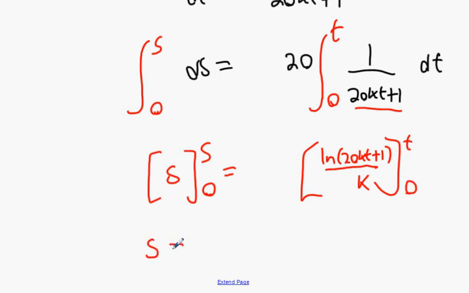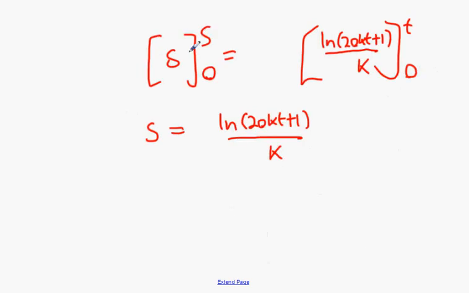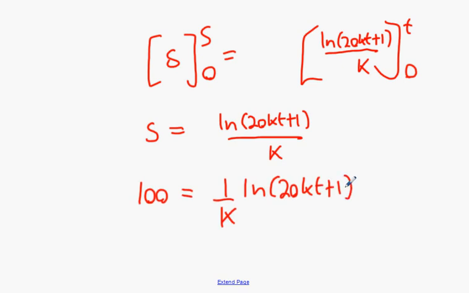This is going to be s equals ln of 20kt plus 1 over k, minus ln of 20 times 0 plus 1, which is just going to be ln 1 over k. ln 1 is what, guys? 0. Now we're here. We're told that the distance traveled is 100, right? So therefore, we're going to put down 100 equals 1 over k ln of 20kt plus 1.